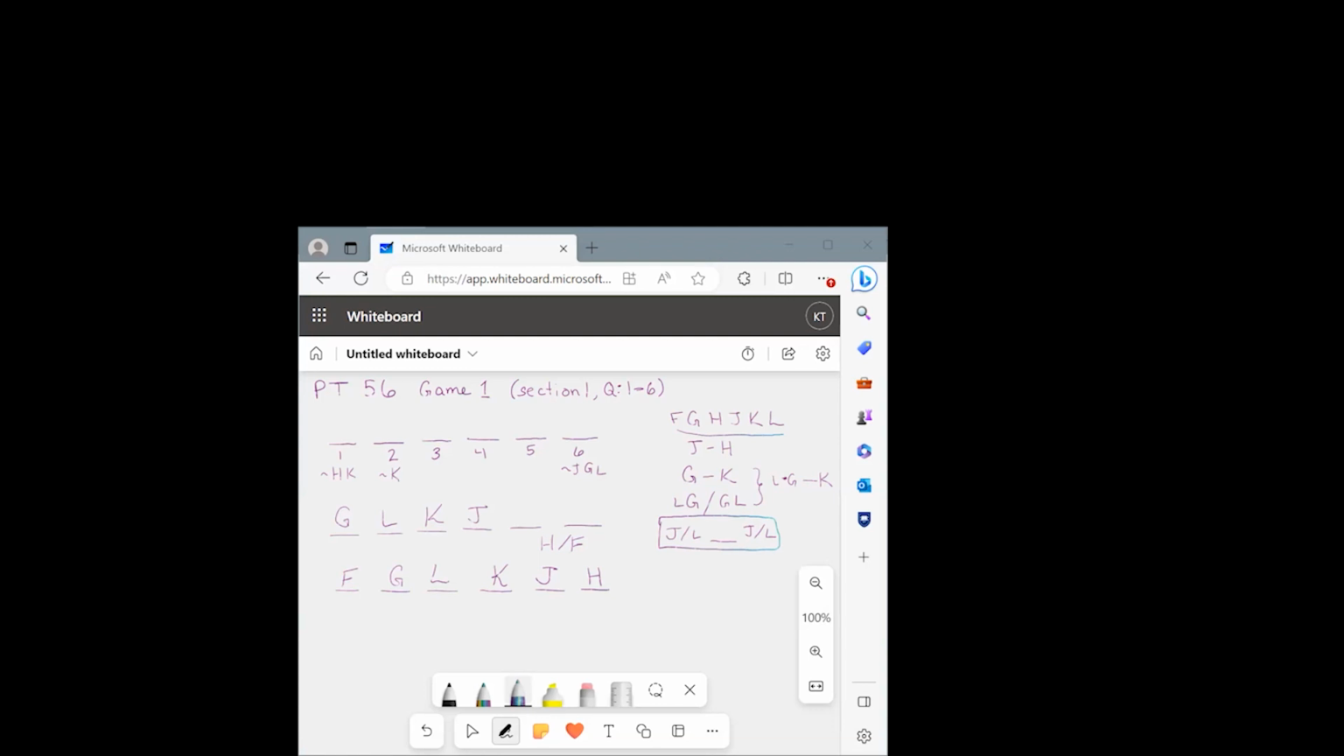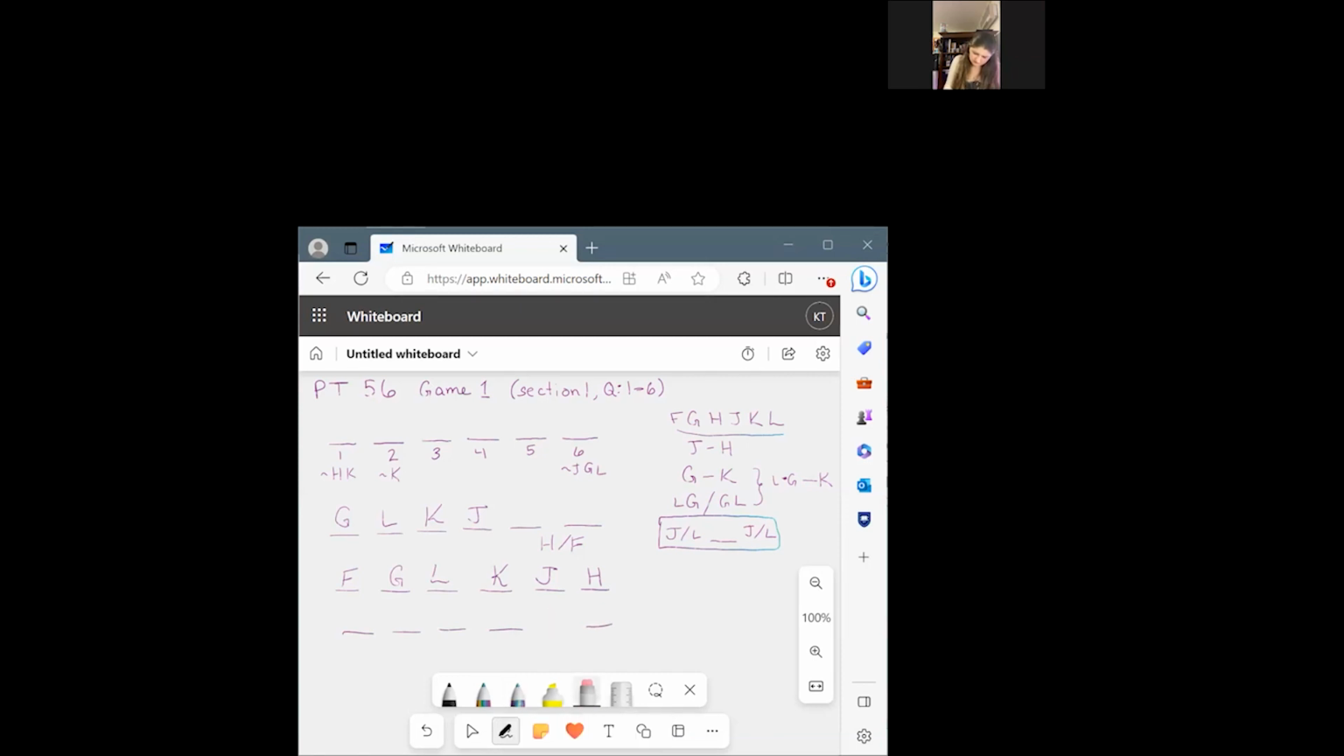Yeah, I think the reason I didn't pick A is because J and L could go anywhere before H. So I knew it didn't determine the placement of those. Okay. Yeah, so it doesn't determine. Sorry, I'm just going to draw it to explain. But yes, you got it.